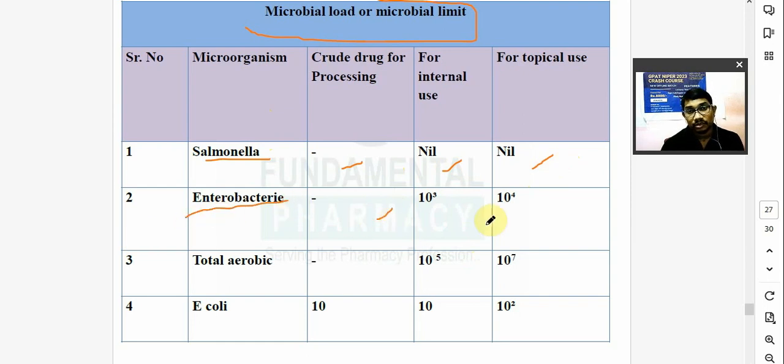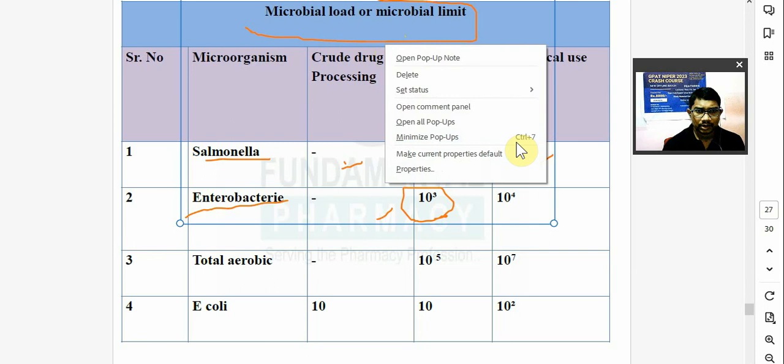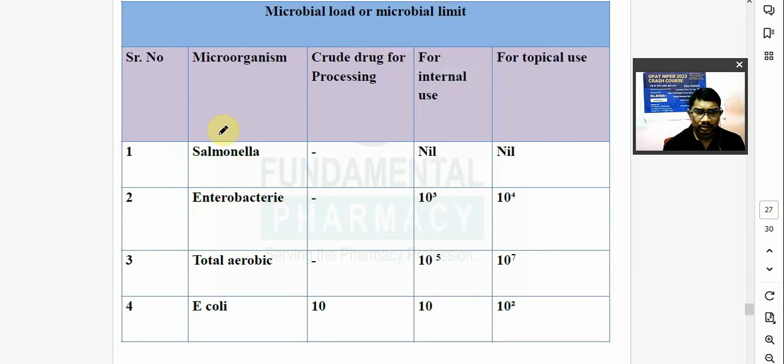So it should be absent for the topical use as well as internal use. Okay, enterobacteria should, okay, it is not checked in the crude drugs for processing, but if crude drug is for internal use, it should be within a limit 10⁻3 colonies. For topical use 10⁻4 is the limit. Total aerobic count, अगर crude drug for processing है so it is not done, but if crude drugs for internal use, so total aerobic count should be less than 10⁻5. Total aerobic count should be less than 10⁻7 in case of topical application.